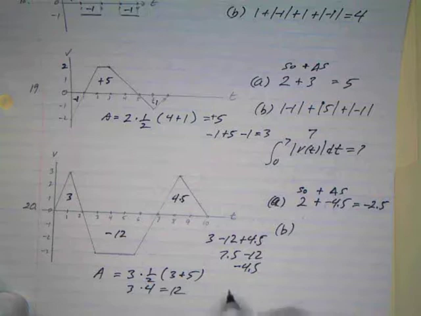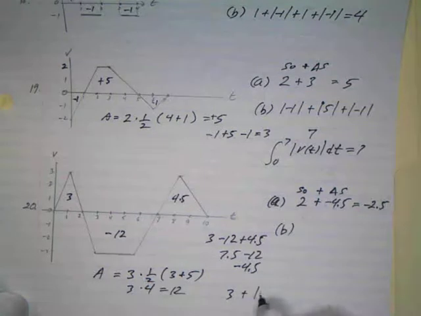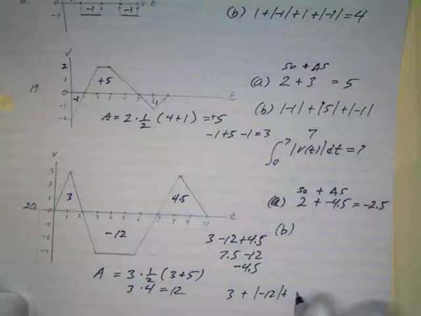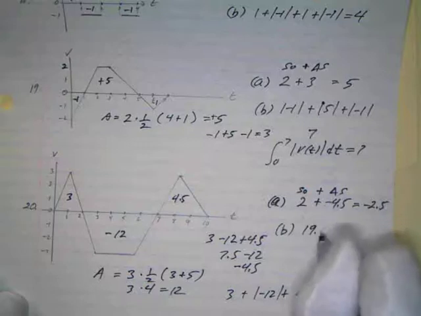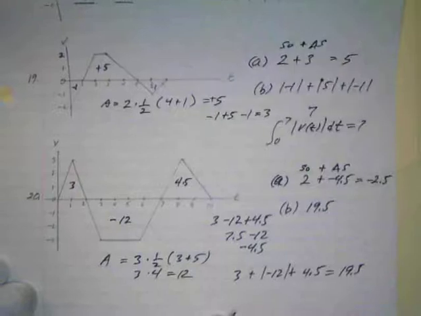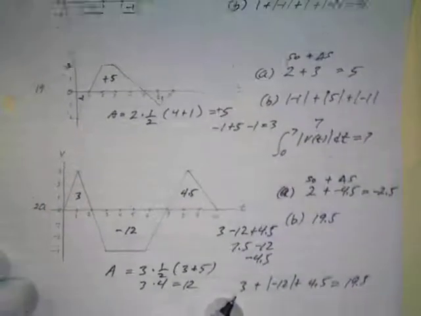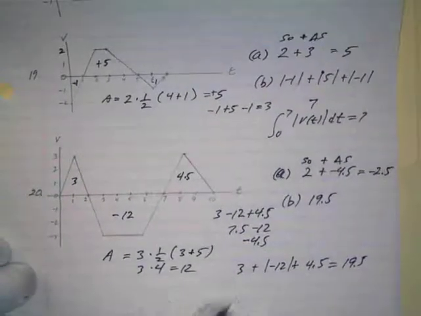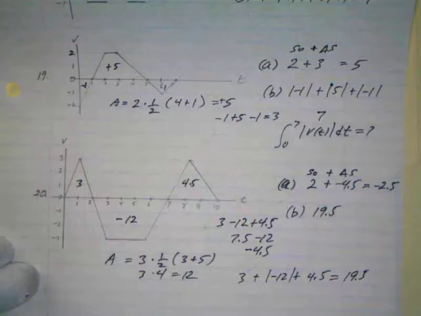That's going to be the 3 plus the absolute value of -12 plus the absolute value of 4.5. And that ends up being 19.5. So that's actually how far I traveled. Okay, so that wraps that up. I hope that makes sense. And make sure you draw sketches and label them like this. It makes it a little bit easier for you, okay?